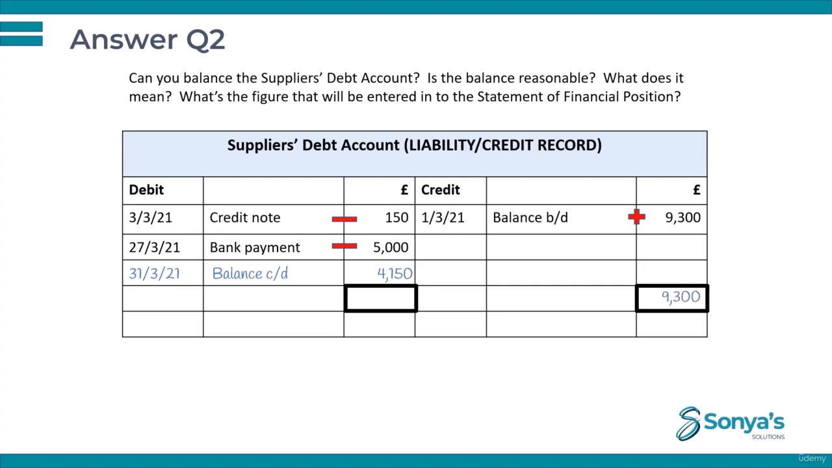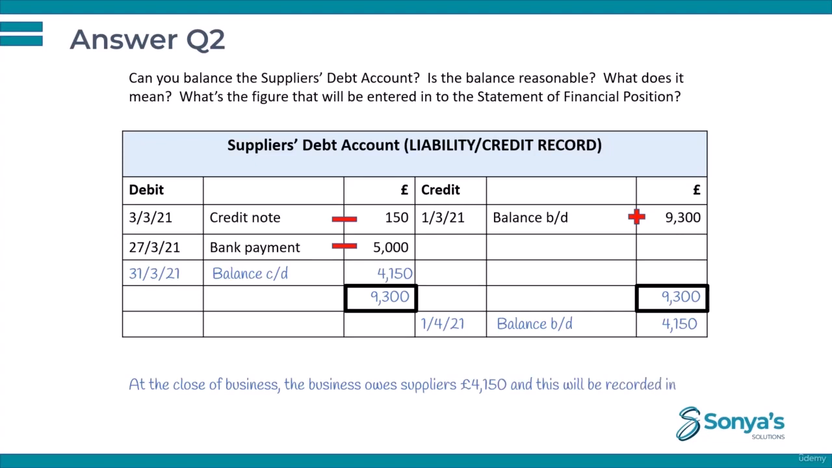The columns are totalled to ensure that there's balance in the account. The balance is transferred to become an opening balance. It's on the credit side of the account as it's a liability account. At the close of business on the 31st of March, the business owes suppliers £4,150, and this is recorded in the liability section of the statement of financial position if it were to be prepared.